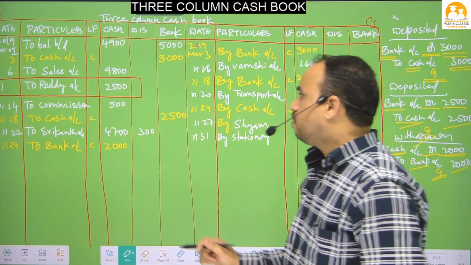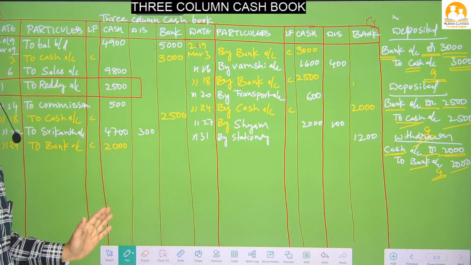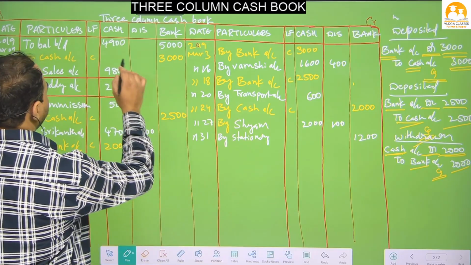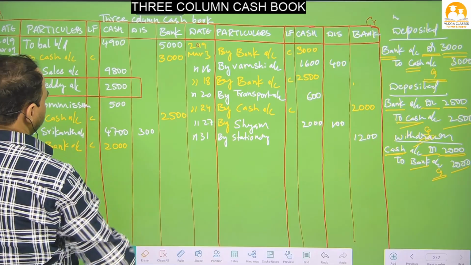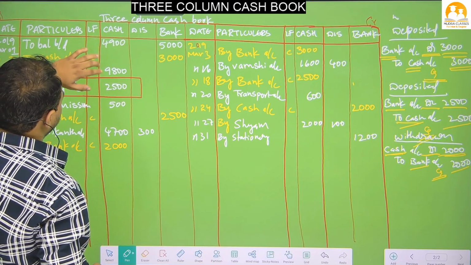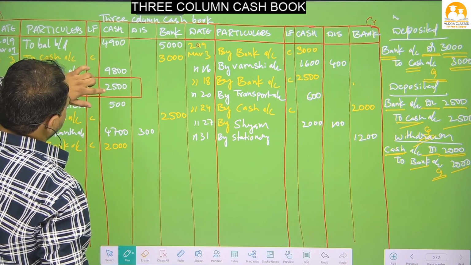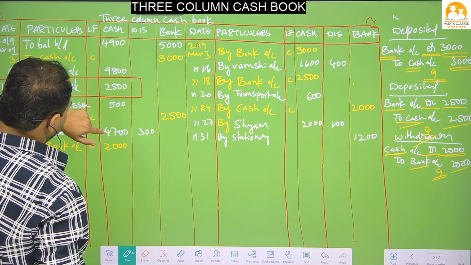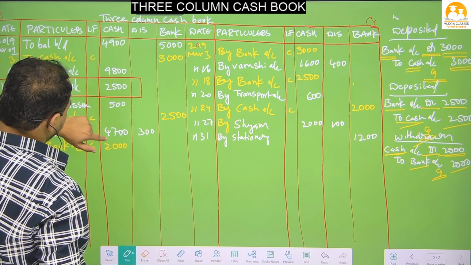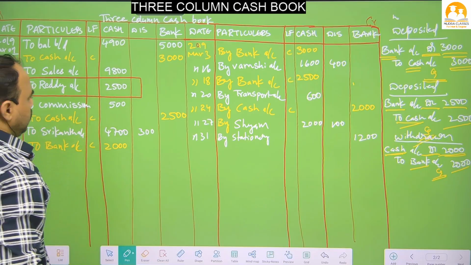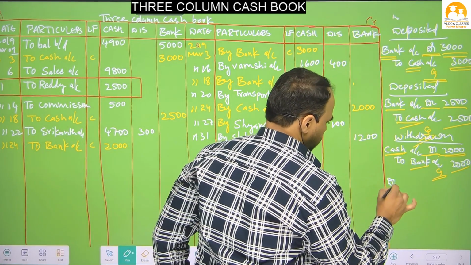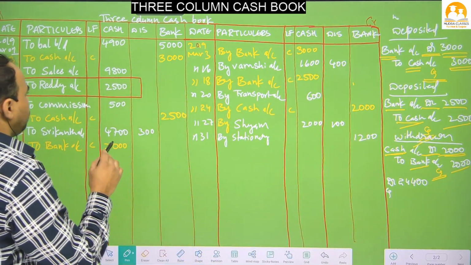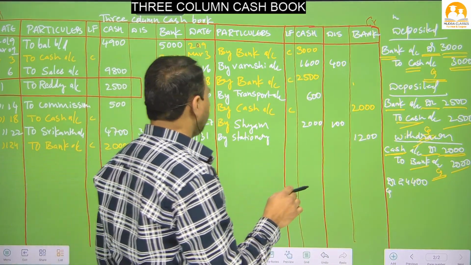Now we have to close the account. First of all we will do the debit side cash column total. Debit side cash column total, you see, 4900 plus 9800. How much? 4000, 5000, 15,000, 17,000, 18,000, 22,000, 24,400. So the debit side total is 24,400.